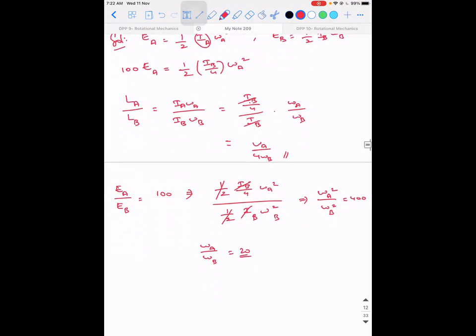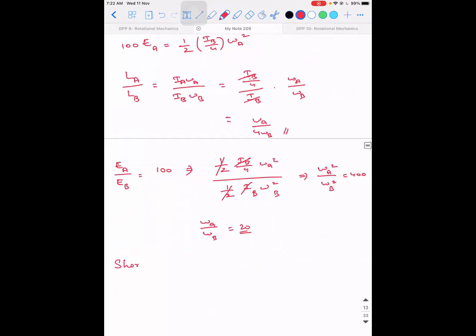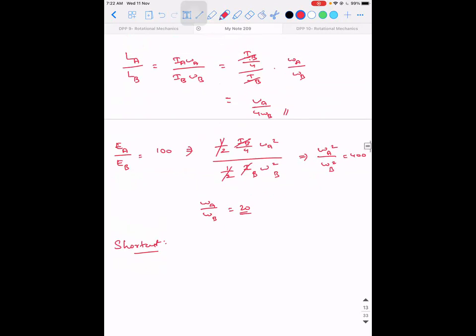Okay. So if we want to find the shortcut, how to solve this problem in 2 steps. What is the relation between linear momentum and kinetic energy? This we have seen in de Broglie's wavelength also. So the relation between linear momentum and kinetic energy: kinetic energy is written as P square divided by 2m, which implies P is equal to root of 2m into K.